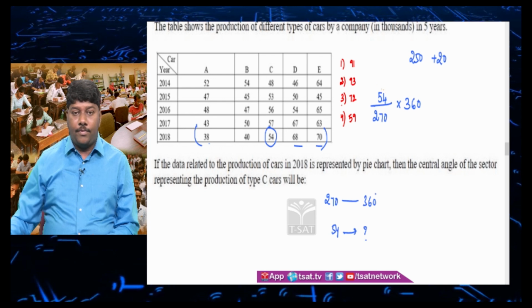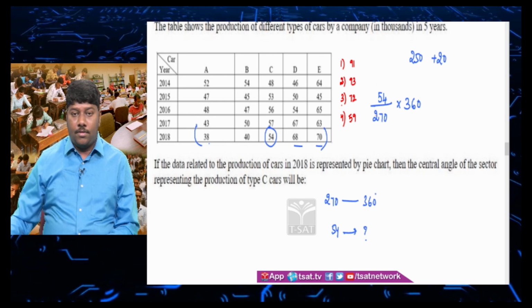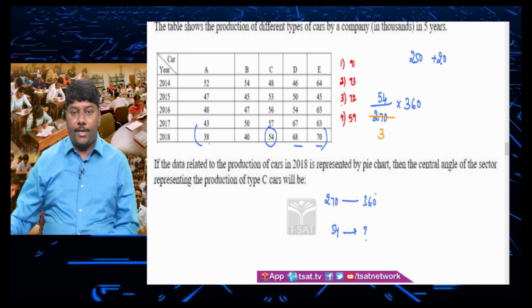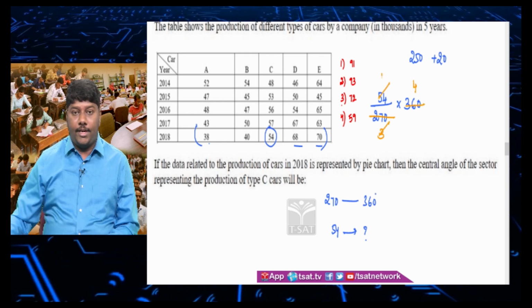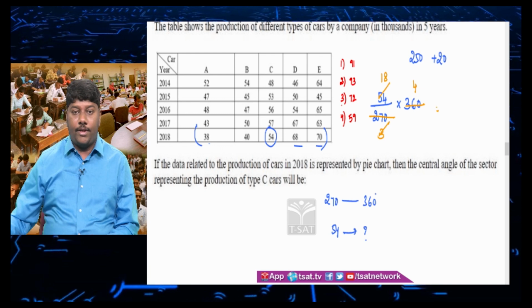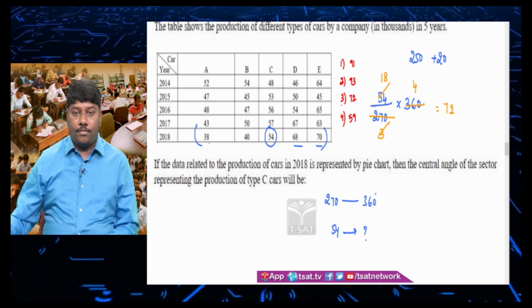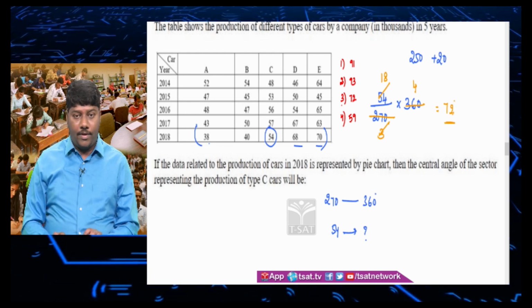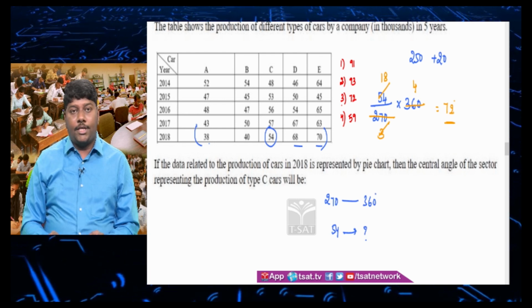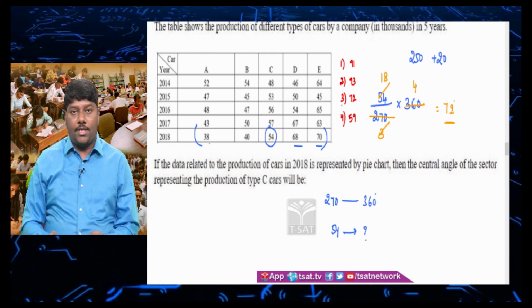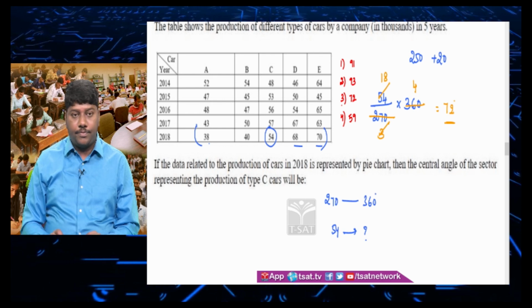So, we can cancel. 9 3s are, 9 4s are, 3 1s are, 3 18s are, 18 4s are 72 degrees. If you know calculations well, 54 5s are what? 270. Therefore, you can say it is 1/5 of 360, that is 72 degrees.